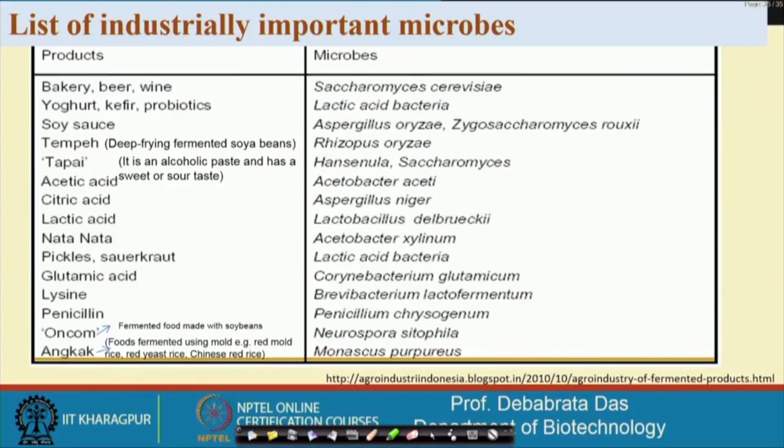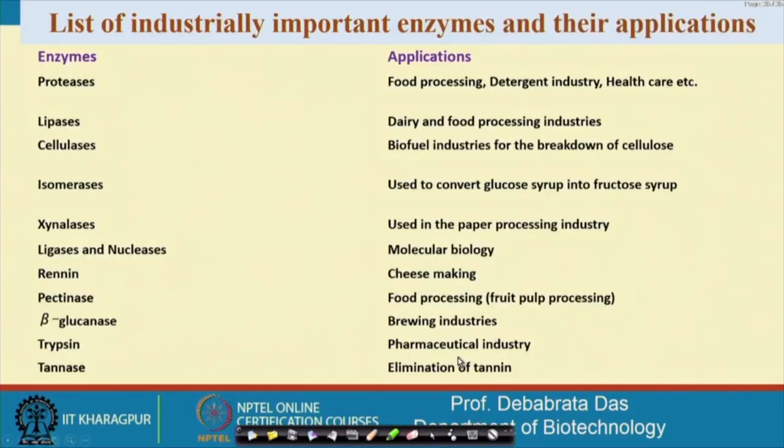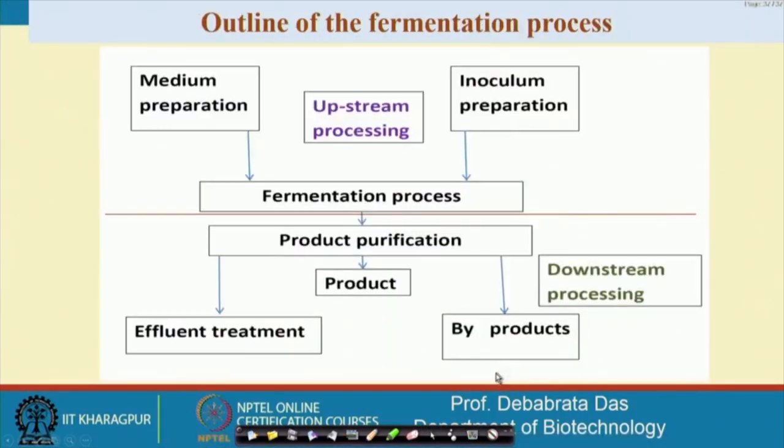I don't want to go into details, but you can find them out. And this is the list of industrially important enzymes, like protease, lipase, cellulase, isomerase, and xylanase, which I told you about before also. So this plays a very important role.